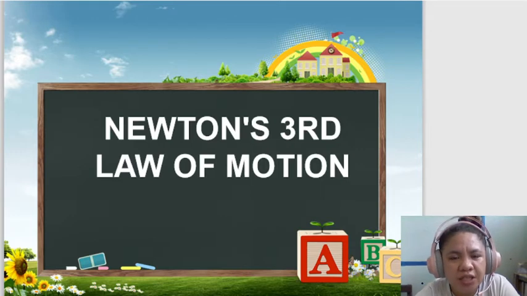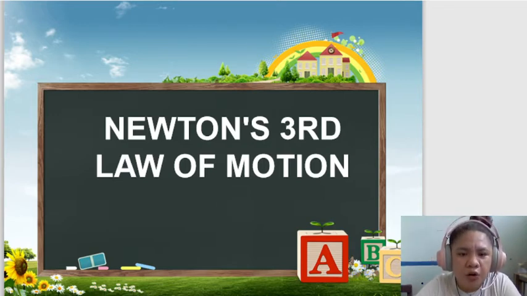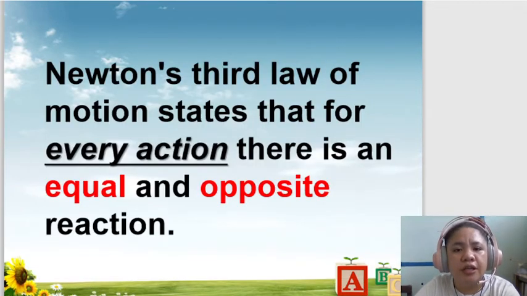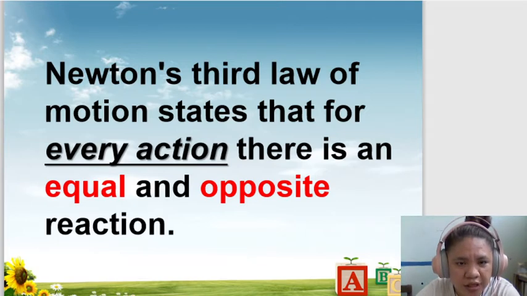We have previously discussed the first law of motion, which is the law of inertia, and also the second law of motion, which is the law of acceleration. Now, let's move on to the next law, which is the third law of motion, the law of interaction. Newton's third law of motion states that for every action, there is an equal and opposite reaction.